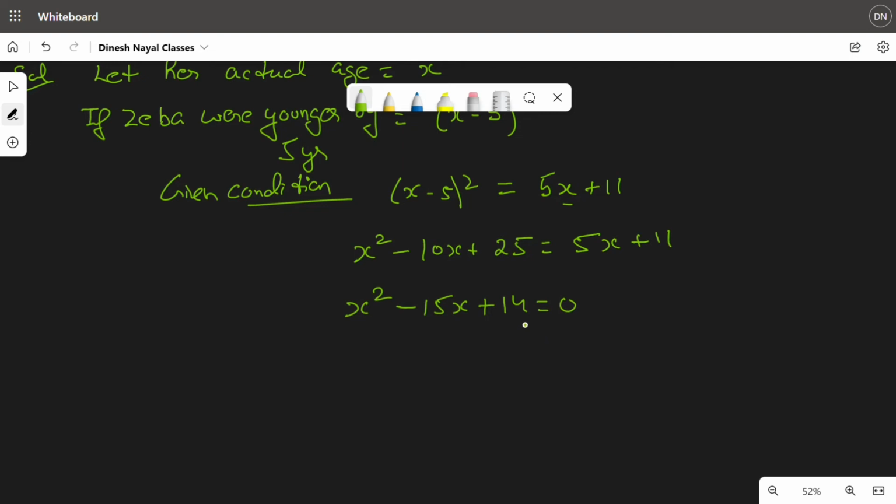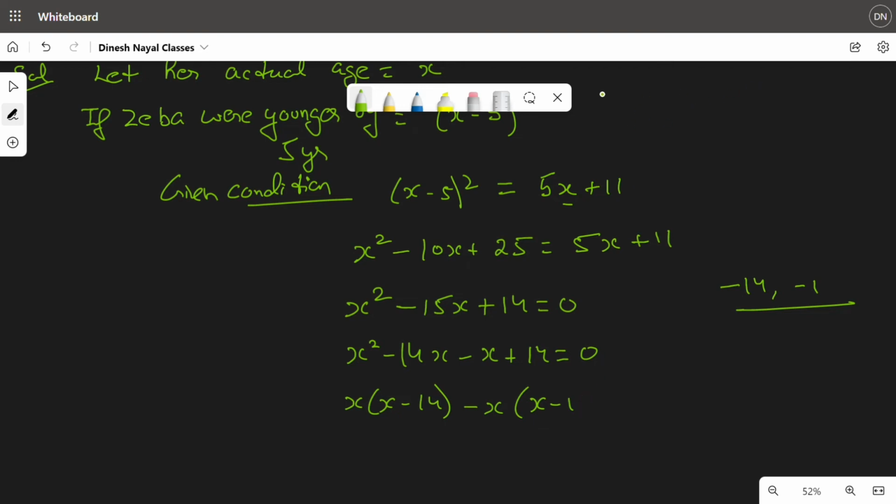So that is simply minus 14 and minus 1, because the sum is minus 15 and the product, you see, is 14 only. So minus 14 and minus 1 are the two numbers. So x square minus 14x minus x plus 14 equals 0. Now you can take x common, so this will be x minus 14. Now you can take minus 1 common.